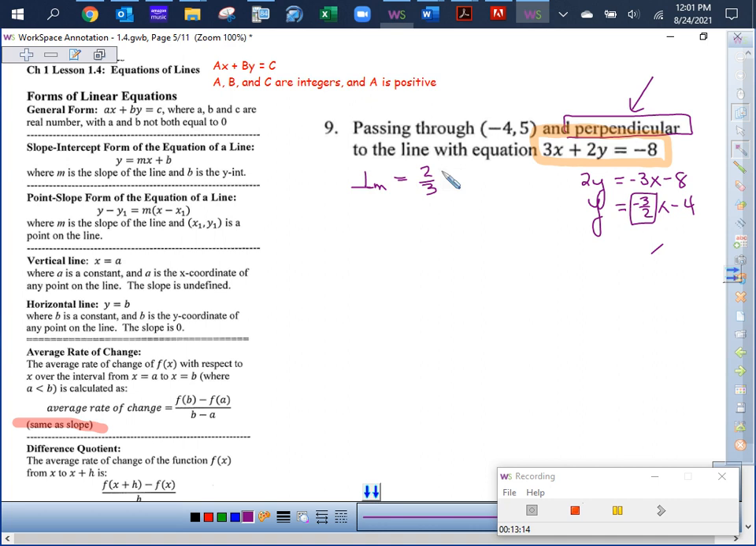All right. Now you've got the slope you're supposed to use. You've got a point you're supposed to go through. Use point-slope form to write that equation. Pause the video. Get that done.